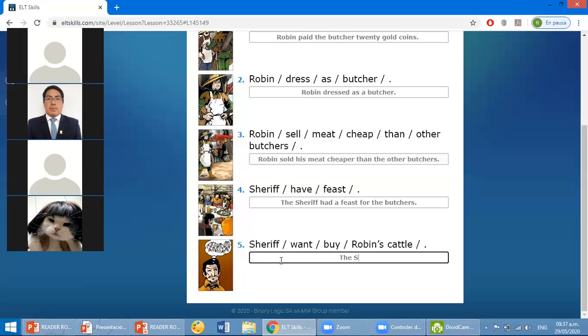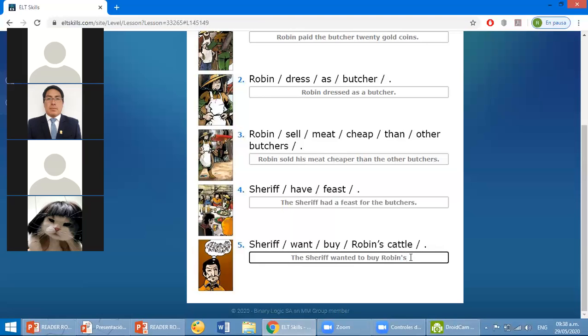So the last part, the same, the sheriff. What happened with the sheriff? Your teacher. Raider, please read the sheriff. Sheriff want Bully Robin's cattle. What is the past of want? Wanted. I wanted. Yes. The rest is excellent. Wanted to buy Robin's. Robin's, be careful in that, okay? Capital letter, Robin's. This apostrophe is important, right?